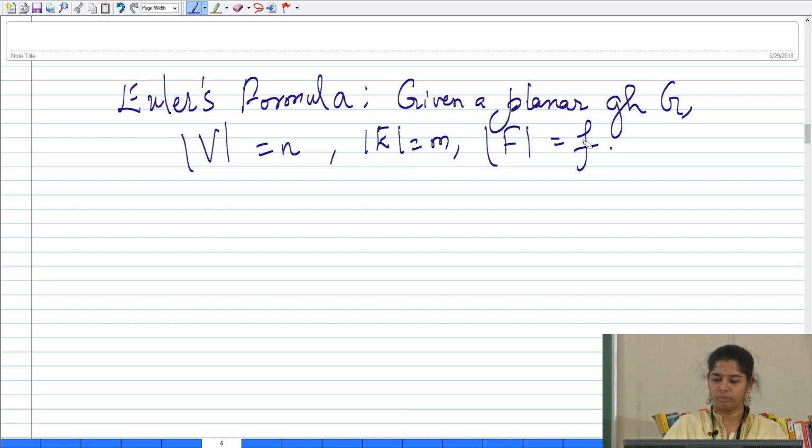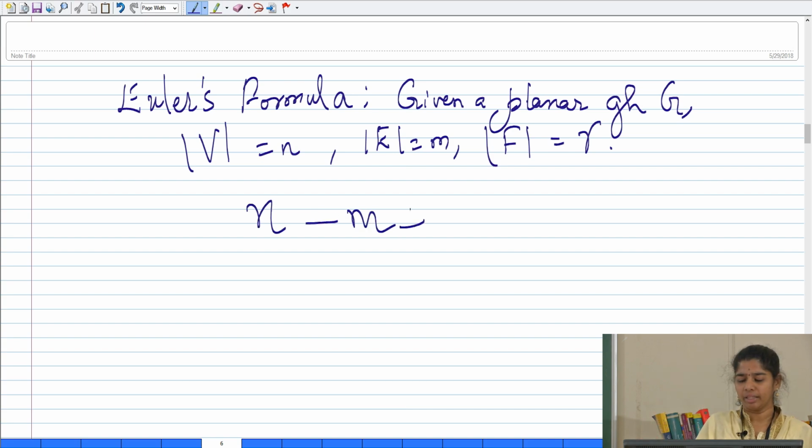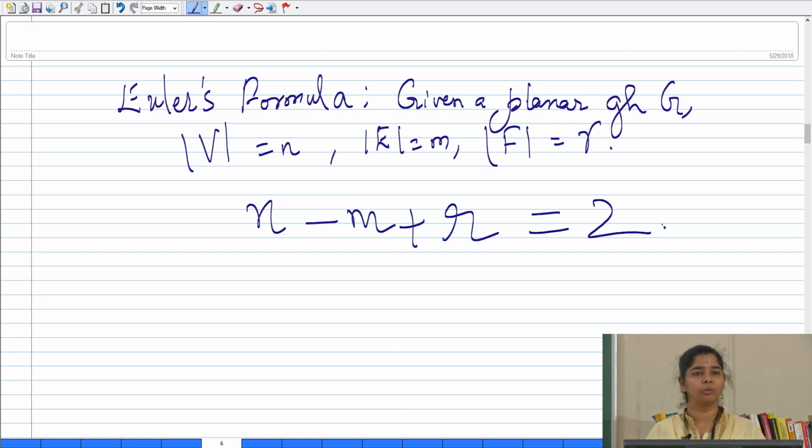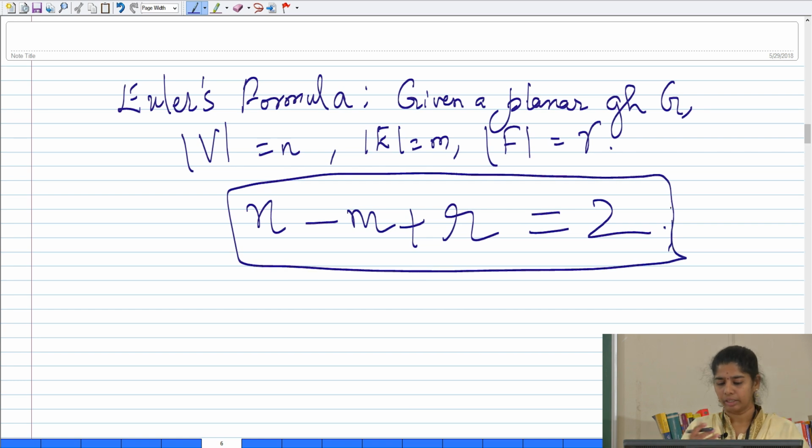Let me just use r to be the number of regions or number of faces. So then what is the relation between these three? n minus m plus r is equal to 2. This is the polyhedral formula, Euler's formula, and most of the time we can use this for checking the number of faces, the number of vertices, and the number of edges in the graph. So the sum of all these things is going to be equal to 2.